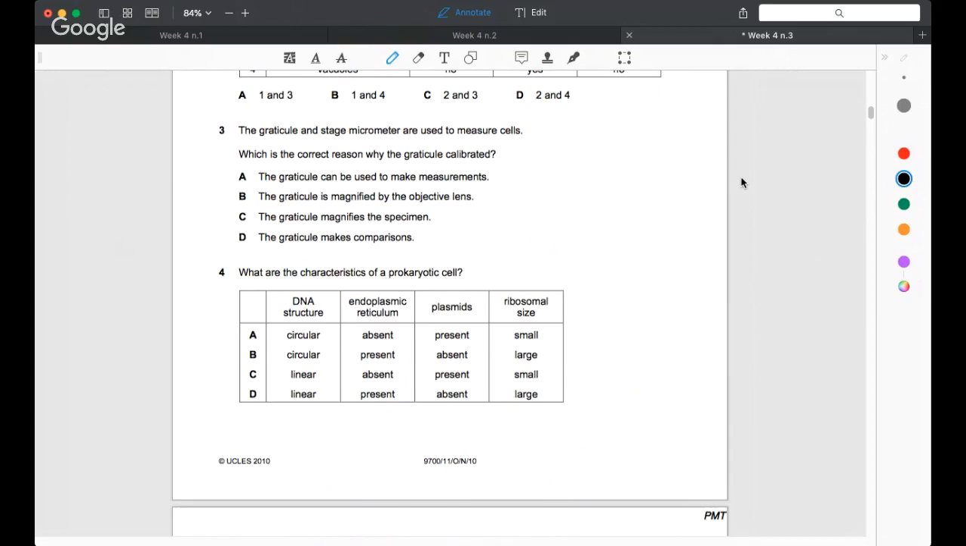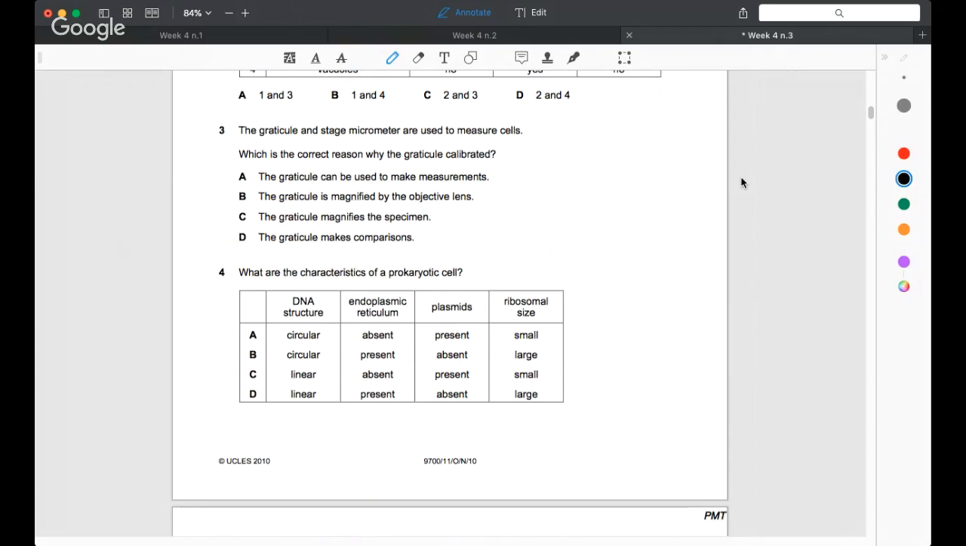Is it D? Why D? Well, first of all, what is the graph? Okay, so the eyepiece graticule is... when you're looking at a specimen, you see a line that has divisions. And you'll have a micrometer to see what the actual length of it is. With the magnification, the micrometer and the graticule, you can find the actual length of whatever you're looking at. Yeah, okay.